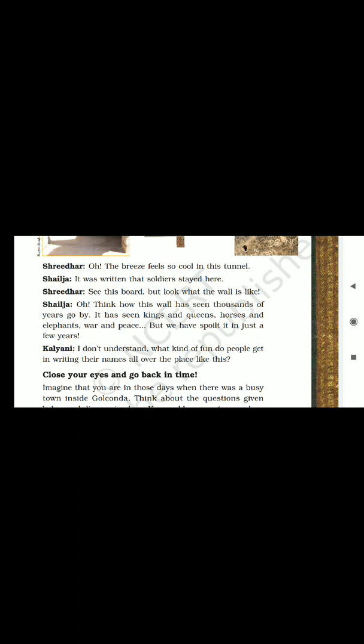So Kalyani, I don't understand what kind of fun people get in writing their names all over the place like this. Writing useless, meaningless, unrelated things on the wall makes the wall dirty, and it is also mentioned in your textbook that there is no fun in writing on the wall.